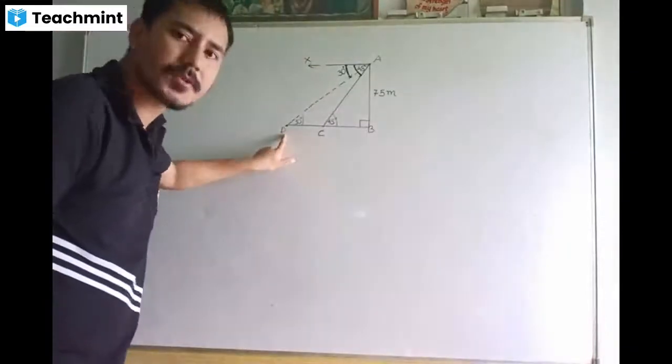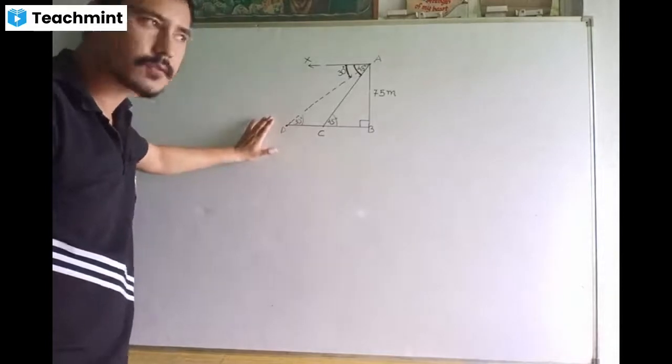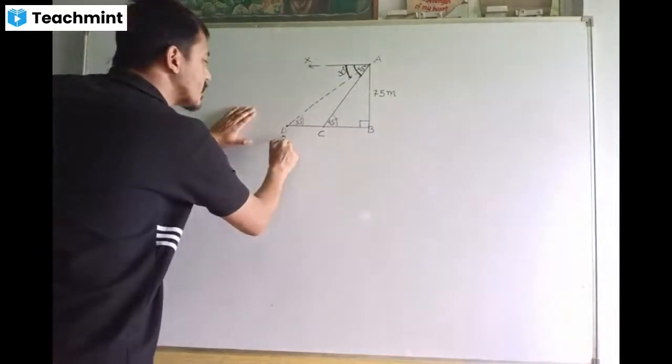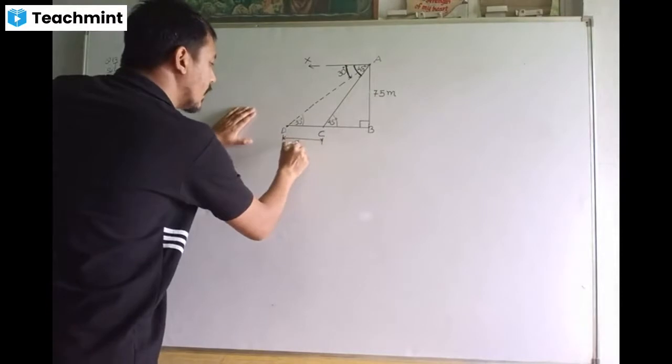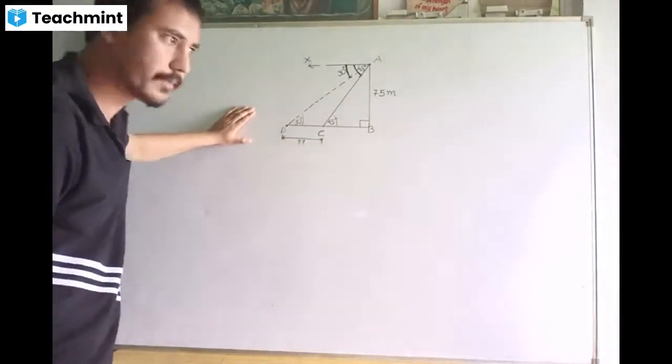So our aim is to find the distance between the ships. C and D are the positions of two ships. So the distance between the two ships will be given by CD. That is our aim.